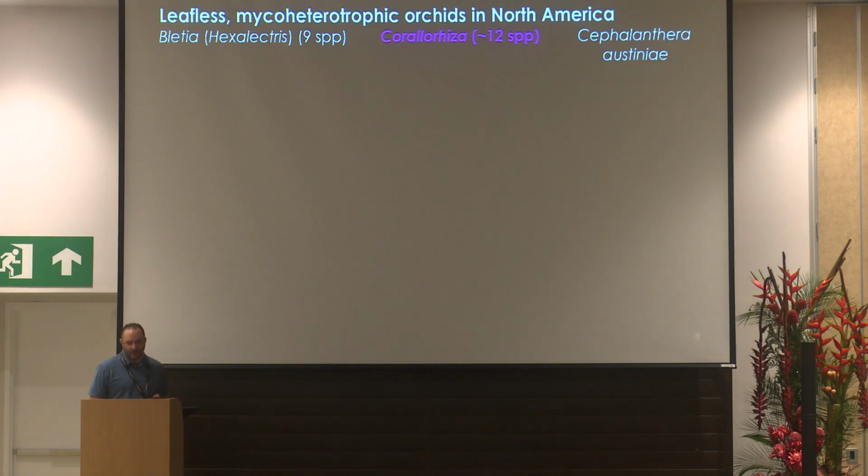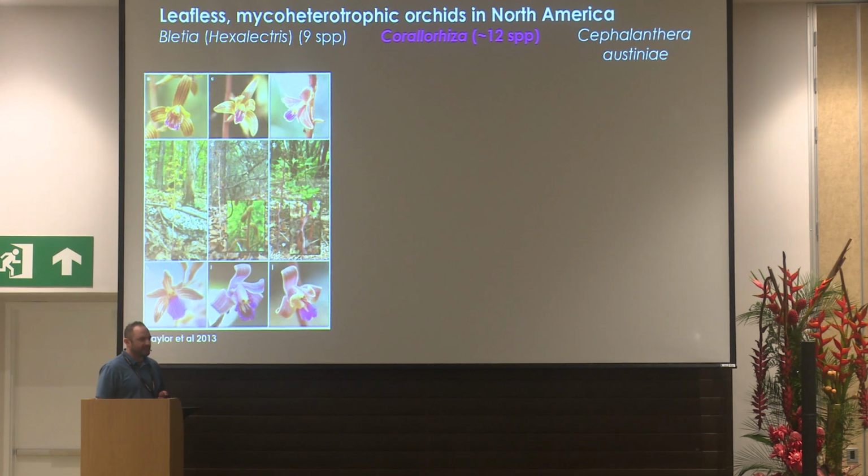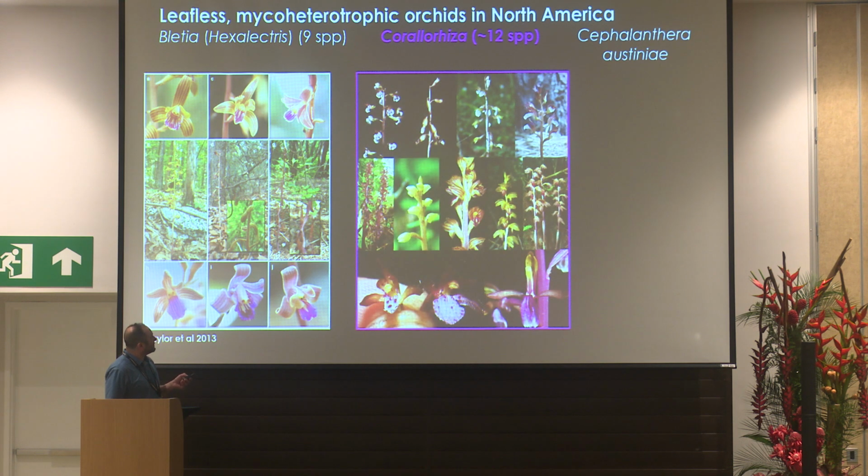Okay, so talking about North American mycoheterotrophic orchids, and specifically I'm referring to fully mycoheterotrophic or holomycotrophic orchids. They belong to 3 genera that are found in North America. The first used to be called Hexalectris, but a few years ago it was lumped into the genus Bletia based on a recent phylogenetic study. Hexalectris used to refer to the leafless species, of which there are about 9 in the bigger genus Bletia. Another genus that we've heard probably too much about today is Corallorhiza.